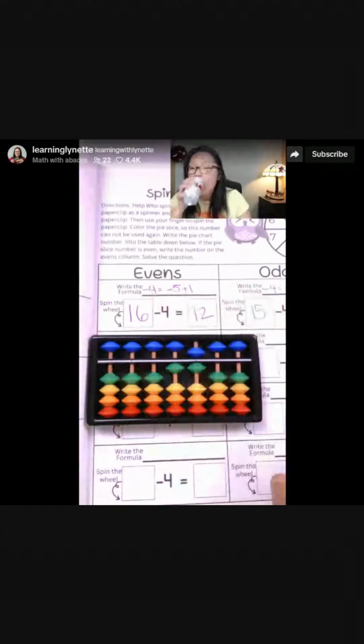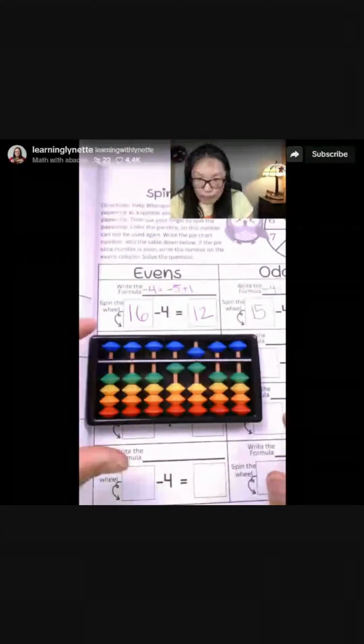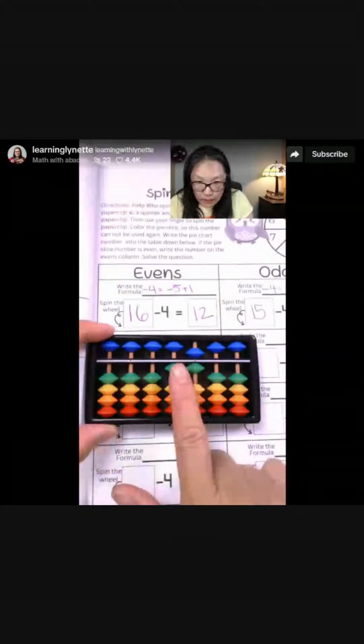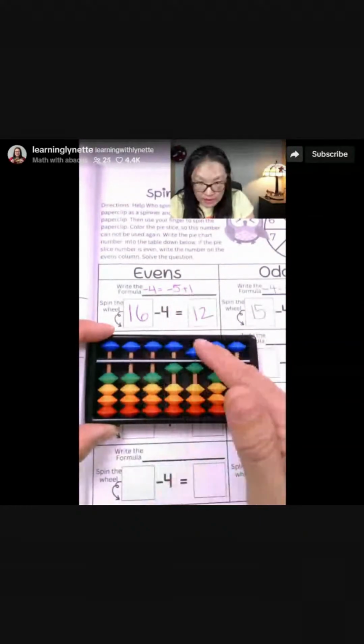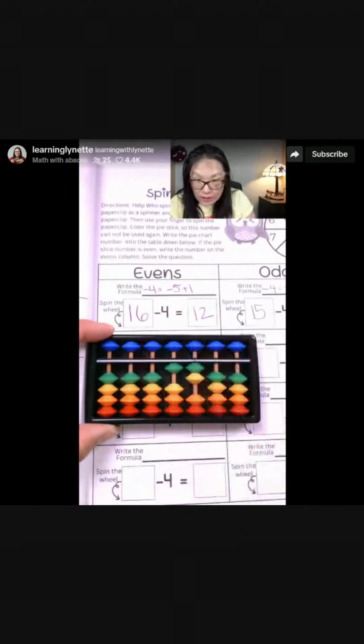What do we have to do? We have to minus the 5 plus the 1. And then what happens? We have our answer, which is 12. So that's what it is, 12. We have 1 and a 2.